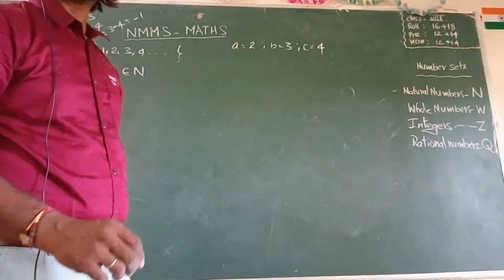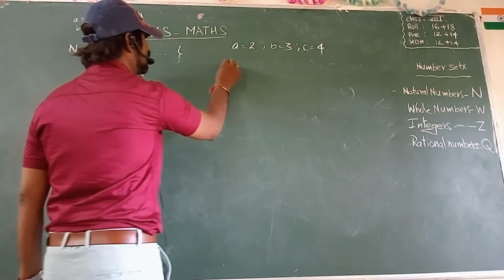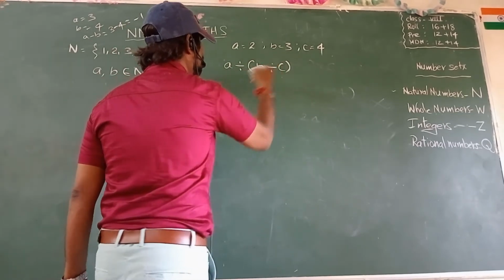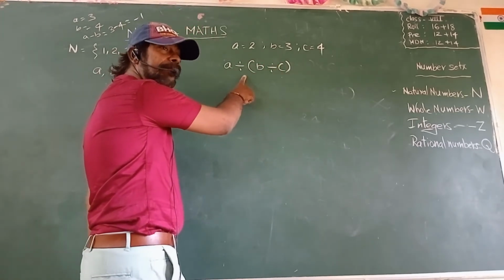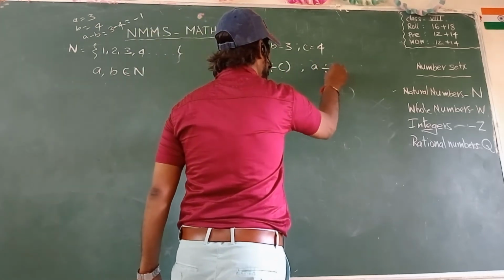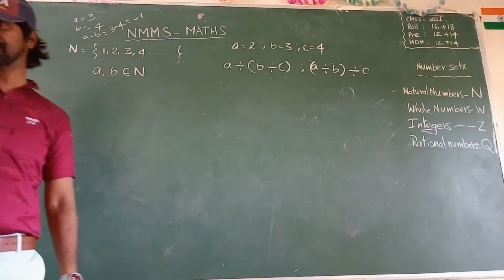Now what is the fourth operation? Division. A divided by B divided by C, and A divided by B divided by C. Now we go for this operation.